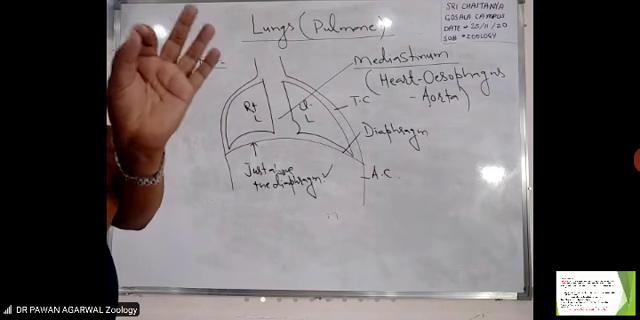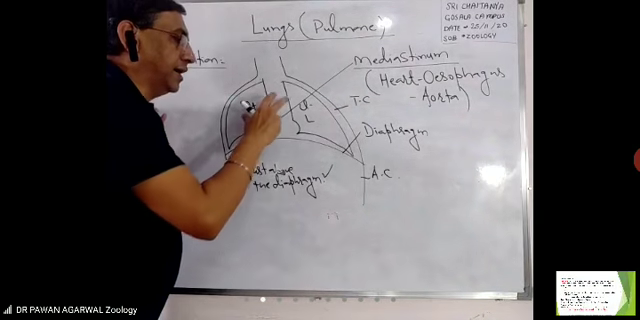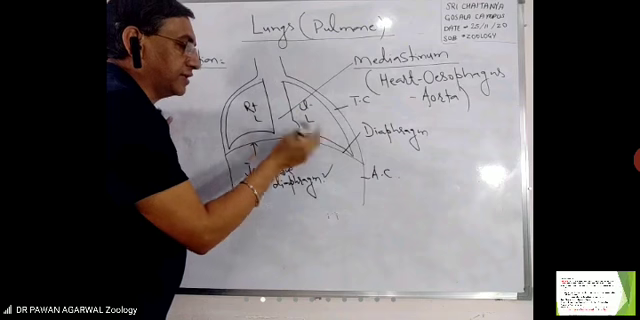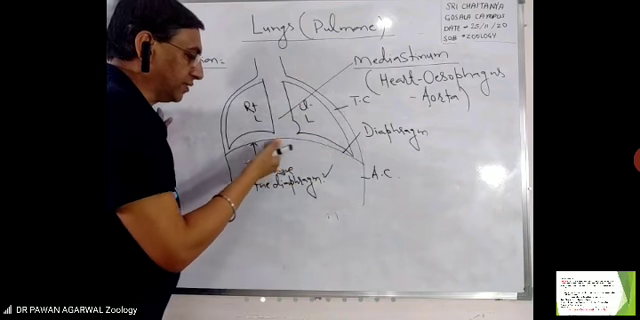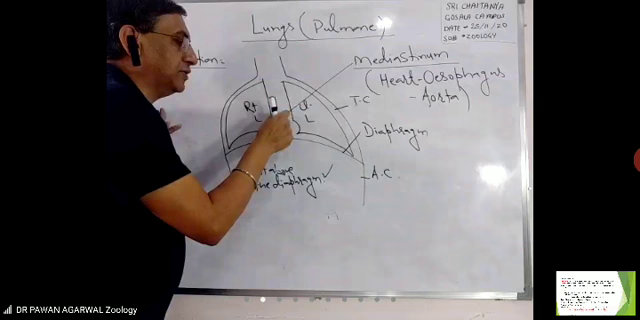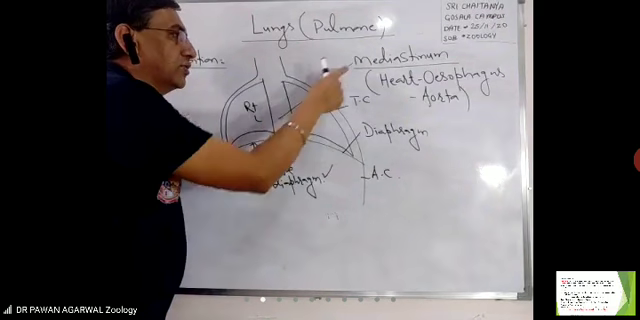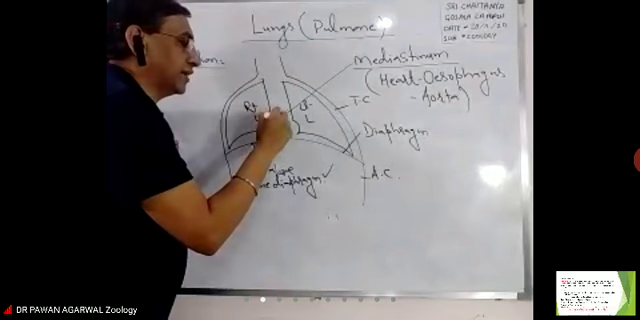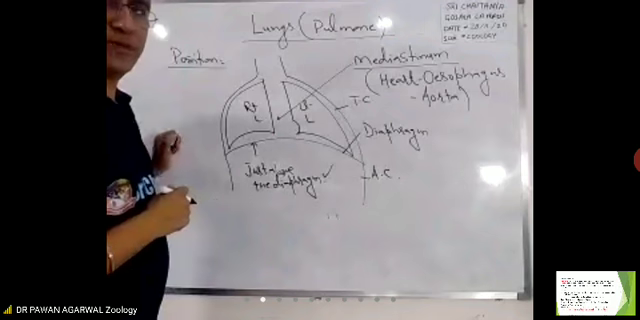I am saying again, a pair of lungs are present in the thoracic cavity just above the diaphragm. The space between two lungs is known as the mediastinum, where the heart, esophagus, and aorta are present.